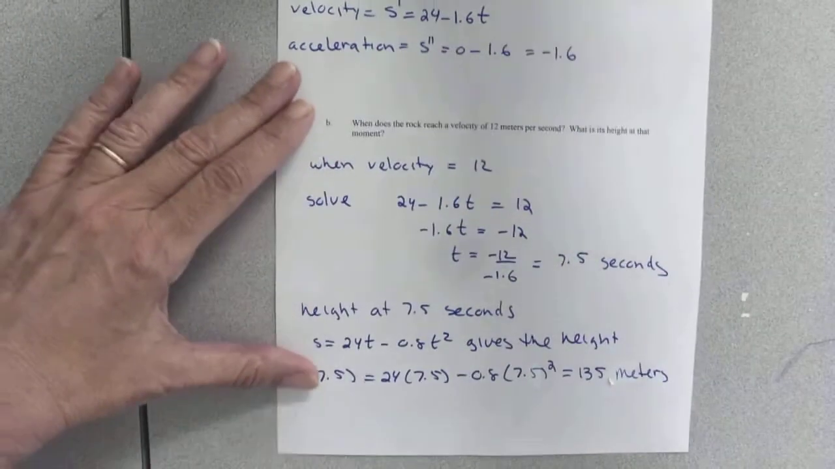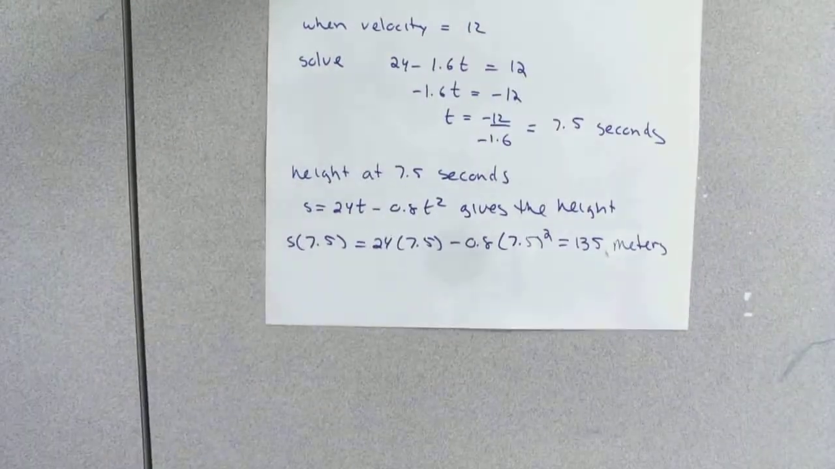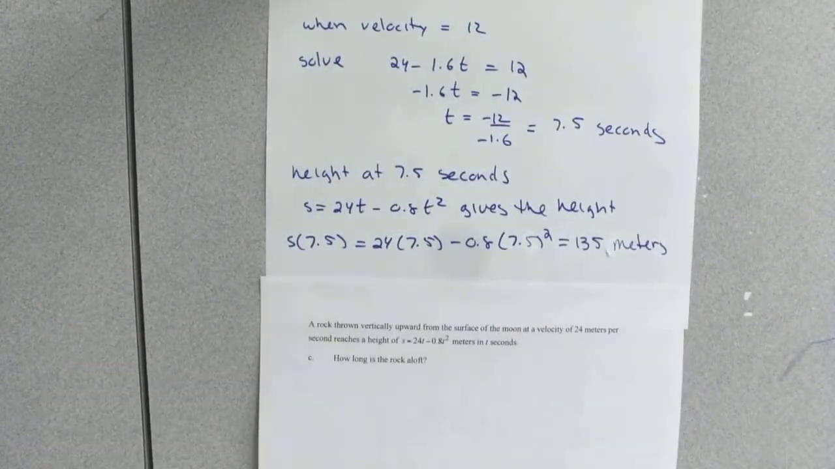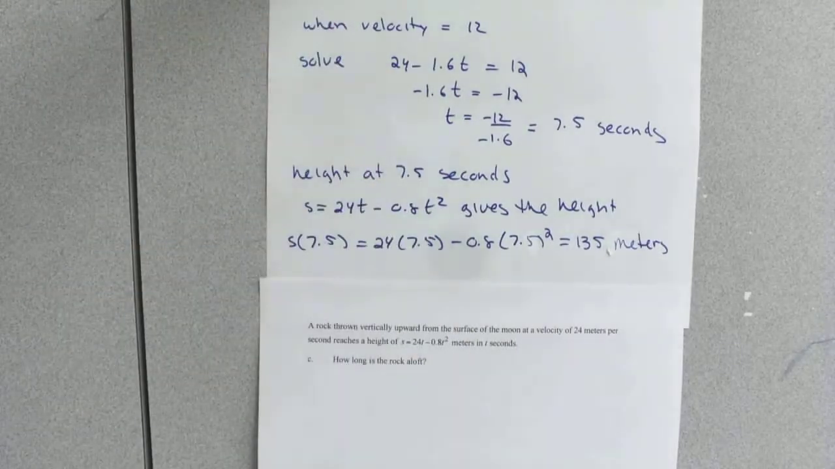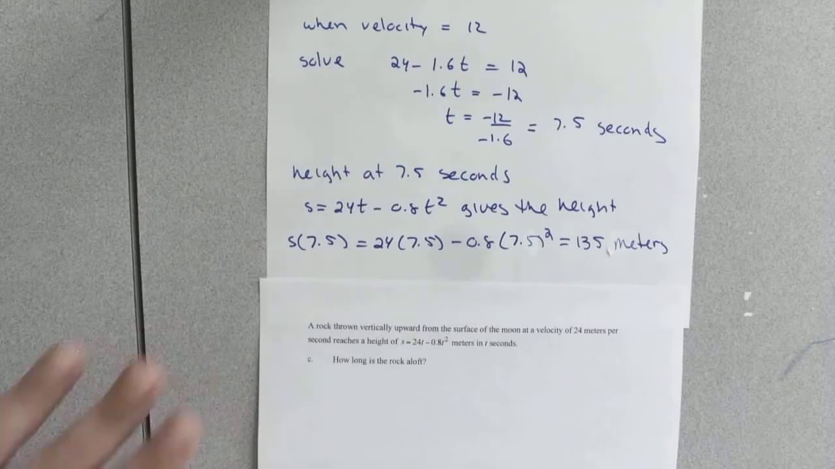Okay, continuing on with this example. Same function. How long is the rock aloft? So we threw it up, and then it wants to know how long that rock is up. So we're not talking about any specific case right here, so it really isn't building on letter B. It's just how long was this thing aloft? How long was it in the air?